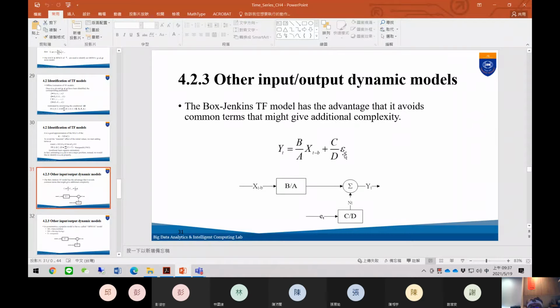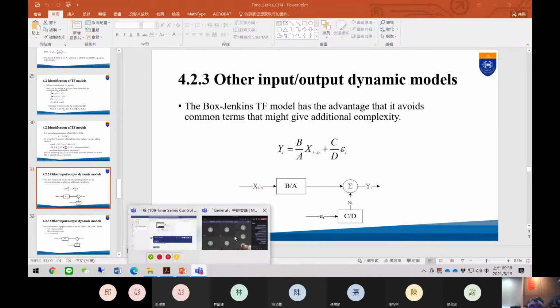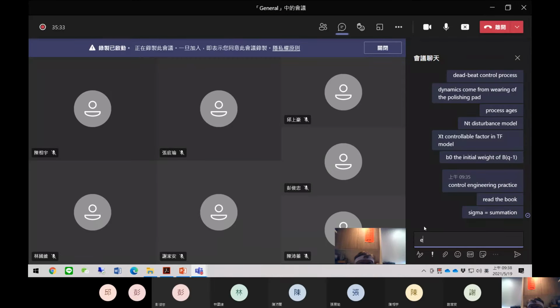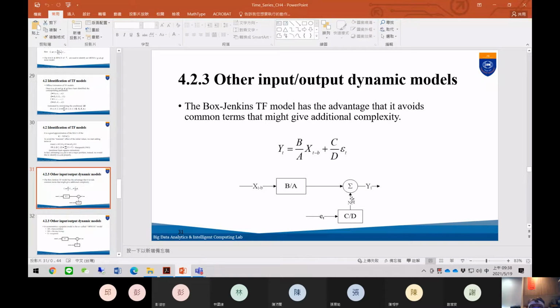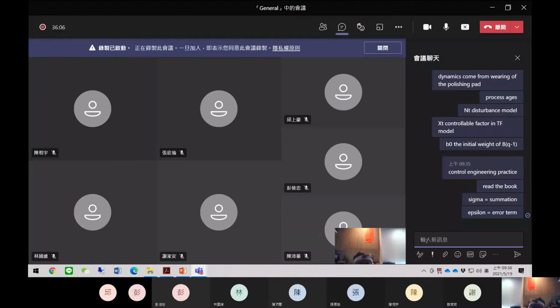This is not e_t, the epsilon_t. Epsilon_t is the error. So this is the error term, okay. Then this is not a transfer function; this is the polynomial C over D to produce disturbances. Then add them, so they are combined to generate Y_t. Y_t is the observable value, or what they call the metrology data.